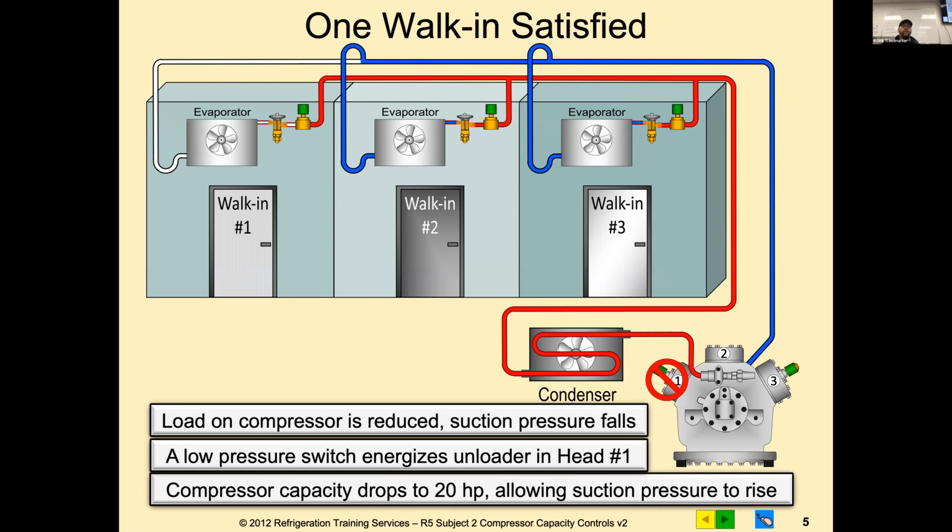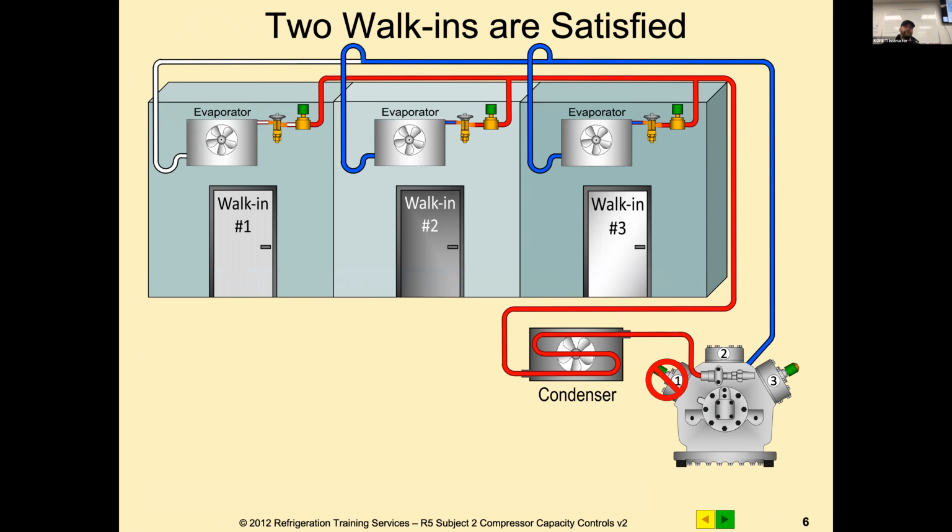So the compressor drops to 20 horsepower. This is a 30 horsepower compressor, and they're saying you need 10 horsepower for each walk-in. Then 2 walk-ins satisfy, 2 systems pump down. Now we're running a very large compressor, but we're running a third of what we need.